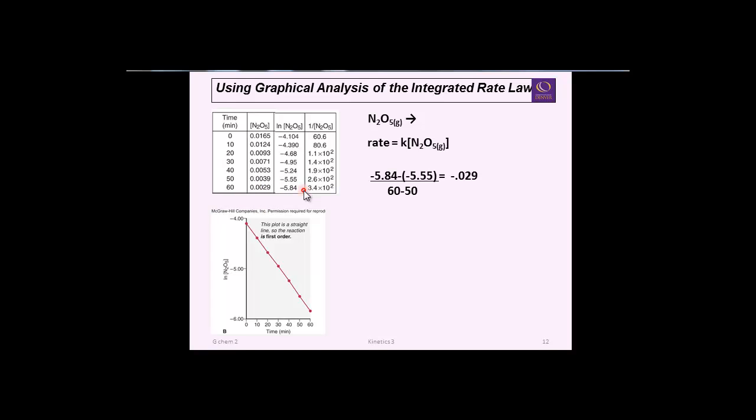So we go 5.84 minus 5.55. Notice I don't change the sign at all, and I subtract them. And then I do the correlating x value, which is 60 minus 50, and I get minus 0.029. So now I have the rate constant. And because it's first order, this is going to be per, and in this case, it's not actually per second, it's actually per minute. It's 0.029 per minute, and I base that on the time I used over here.